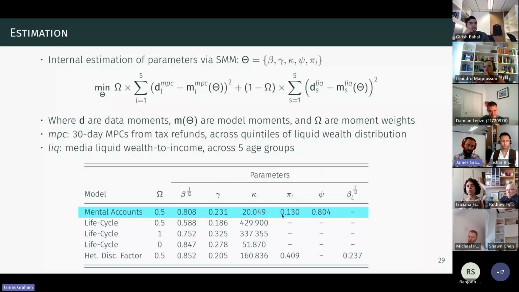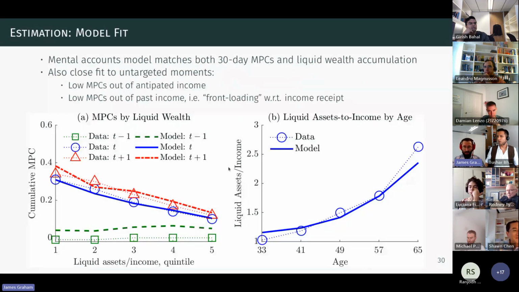The pi just tells us that around 13% of these households need to be mental accounts households, but conditional on being mental accounts households, they have a fairly high penalty from consuming out of their liquid wealth. So on the left in blue is the data, that's the circles, and the solid blue line is what the model generates. This is MPCs across the distribution of liquid assets, and we do a really good job at matching this. We capture the fact that low wealth households have high MPCs, high wealth households have moderate MPCs, and it's a smooth line through the middle.